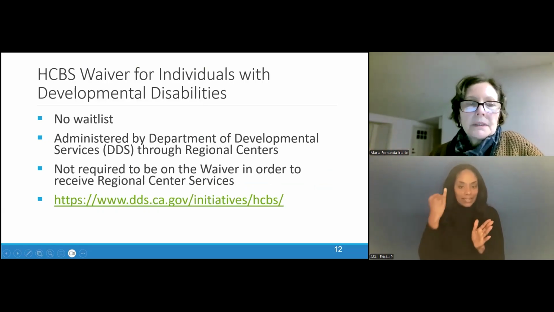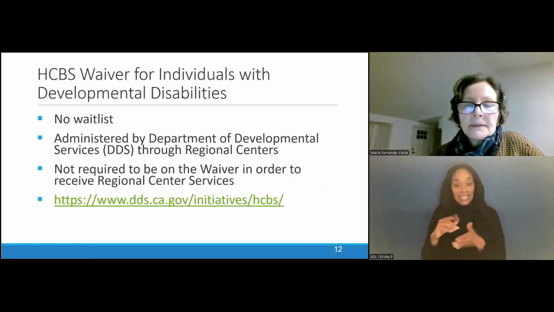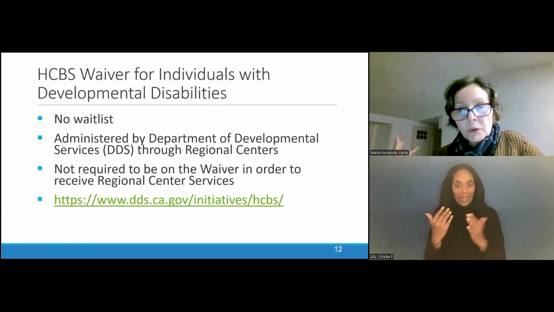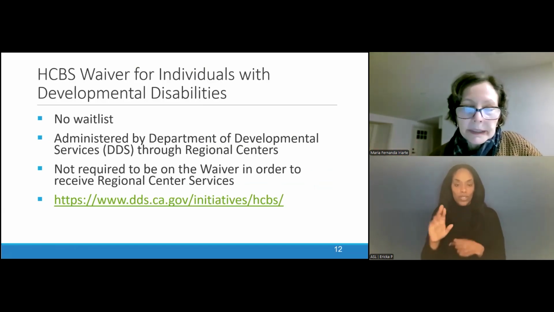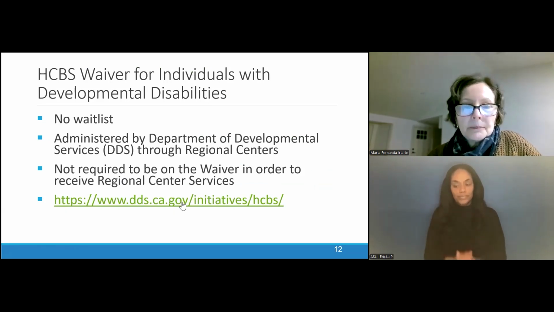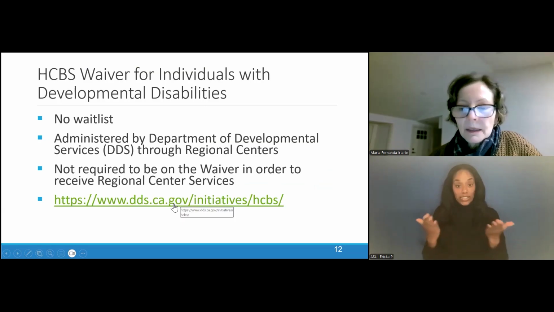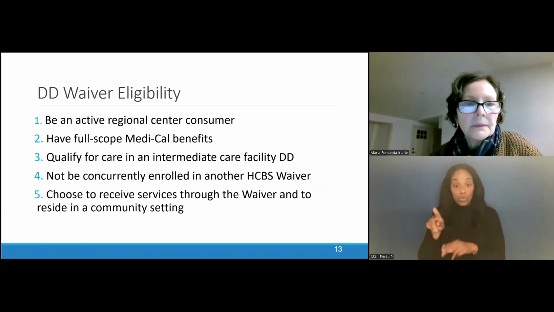Let's talk about the DD waiver. There's no wait list. If you want to apply for the DD waiver, you go through the regional center. So you'd be talking to your service coordinator about that. And the DD waiver is here. I'll come back to it and we'll open up the link so that we can look at the waiver.